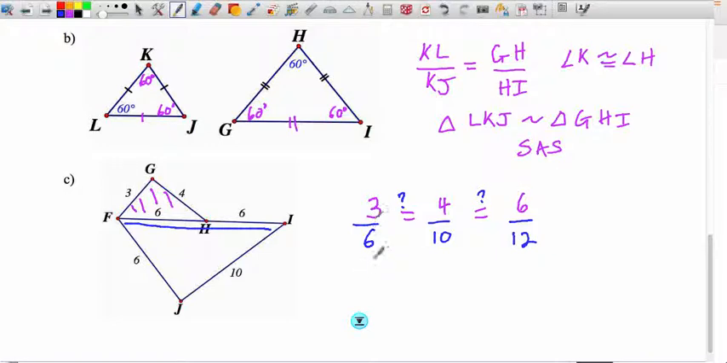1/3 of course, 3/6 simplifies to 1/2, 6/12 simplifies to 1/2, but 4/10 of course simplifies to 2/5 or 0.4. Those are not all equal, and therefore the triangles are not similar to each other. Okay, so those are three examples of using the theorems to prove similarity. Of course, I didn't do a formal two-column proof, but I've more or less established all the key elements that we would need to do that.